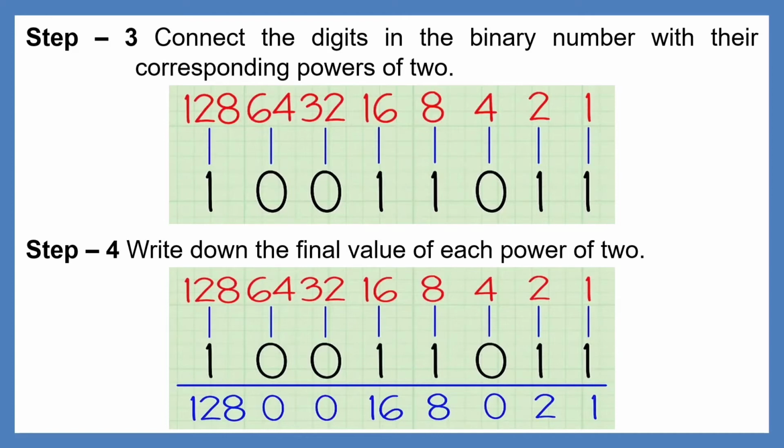In this step, you're only going to write the power of 2 which has a 1 bit. Remember that. You're going to write only the value of the corresponding power of 2 for a bit with 1. Do not write the corresponding power of 2 for a 0 bit.